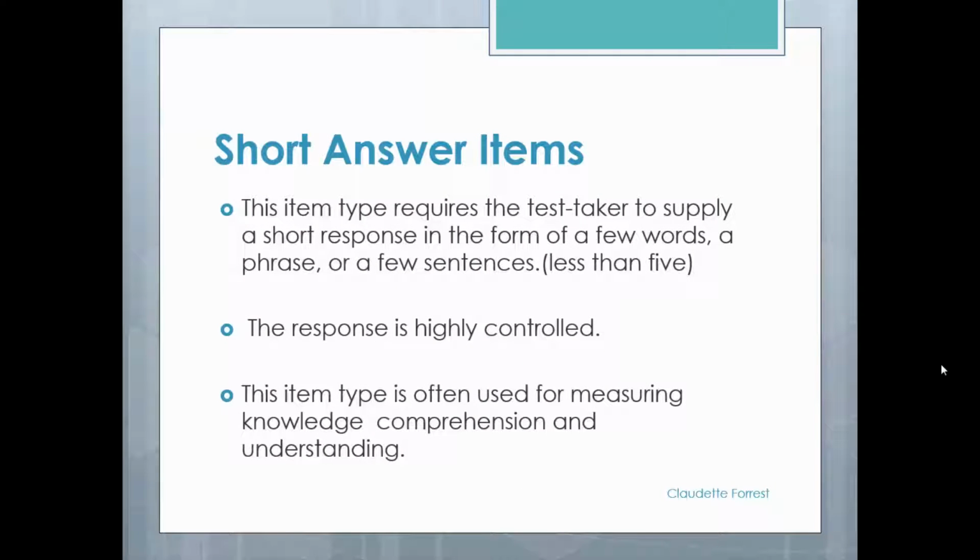Yes, short answer items. Remember, this item type requires the test taker to supply a short response in the form of a few words, a phrase, or a few sentences. And when we talk about a few sentences, we are talking about less than 5. So the range is 1 to 4. The response is highly controlled, and this item type is often used for measuring knowledge, comprehension, and understanding.